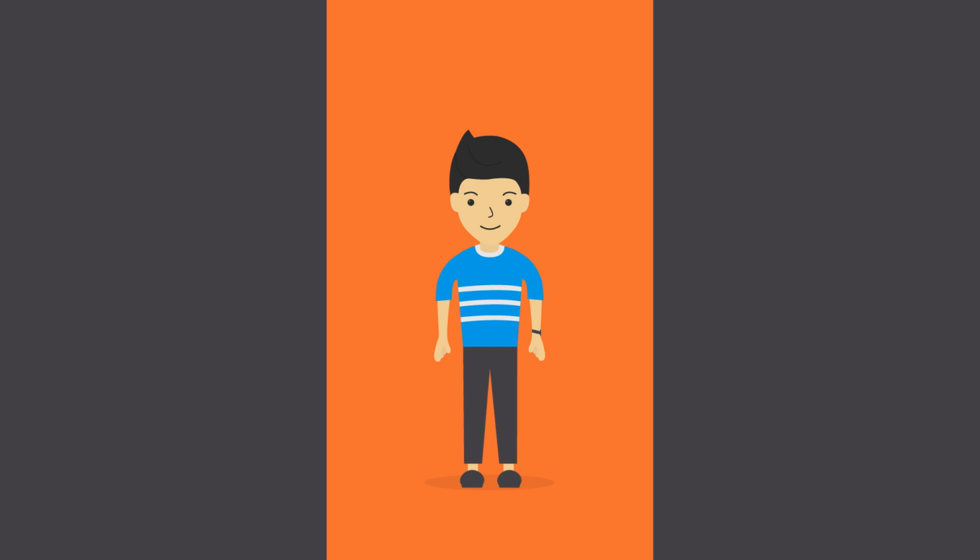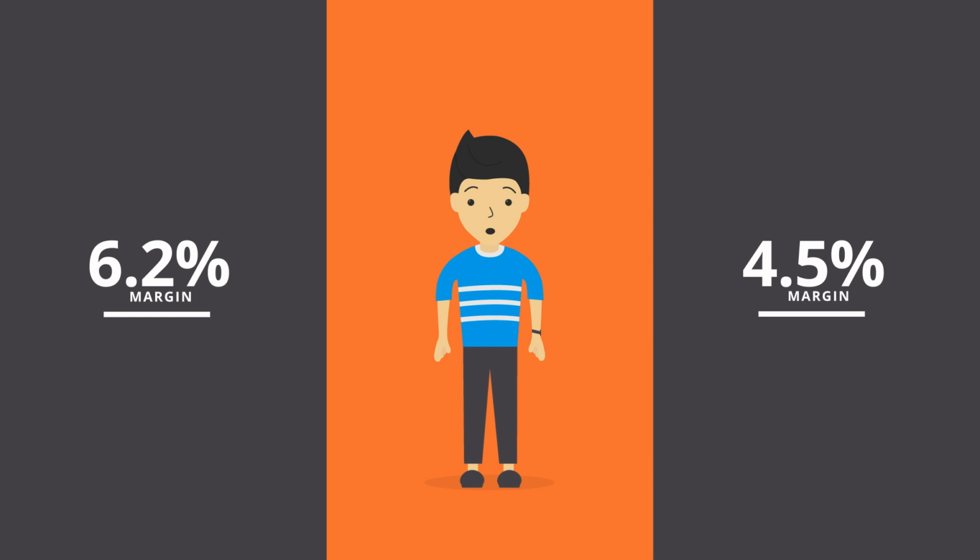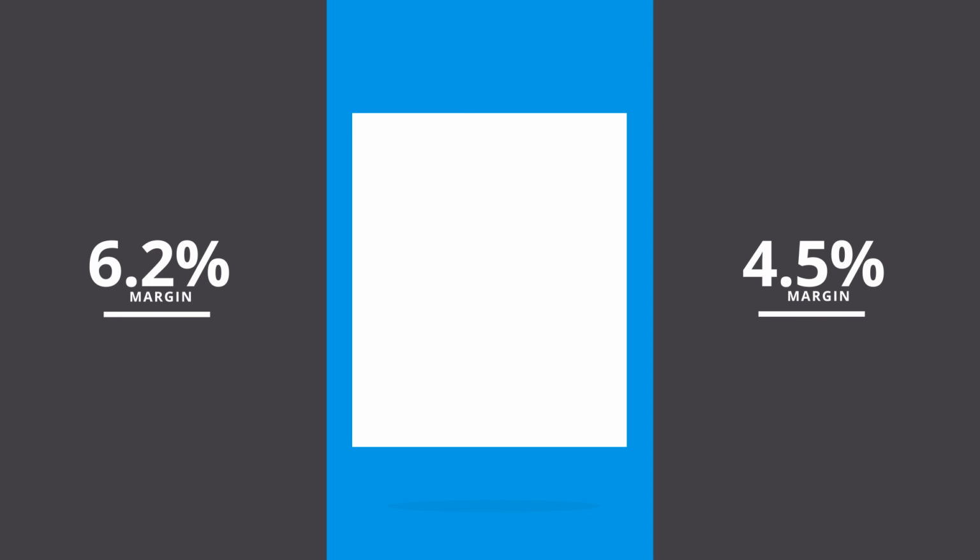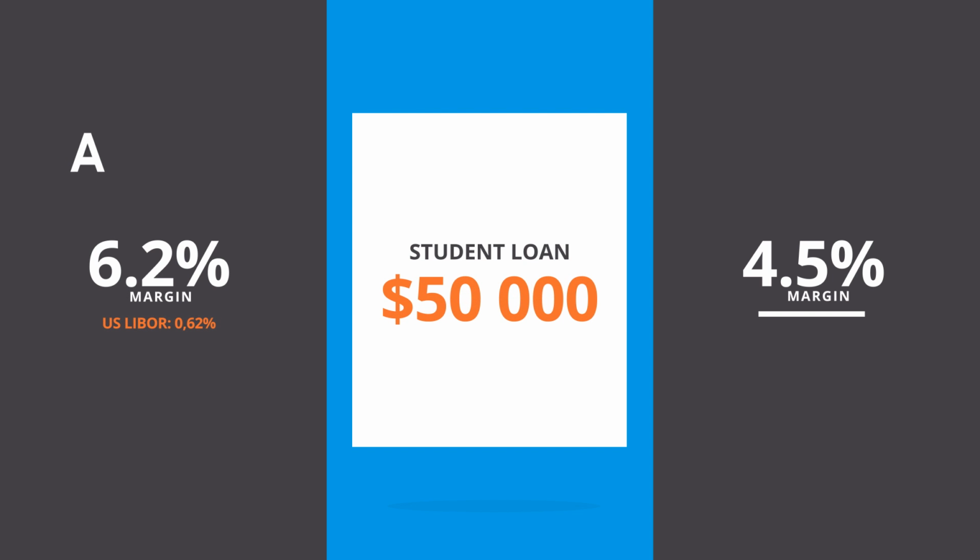Now that we know what APR is, how do we work it out? Let's help Carlo take a look at his two quotes. Carlo wants to apply for a student loan of $50,000. Option A is offering a US LIBOR base rate, and option B is using a US prime base rate.